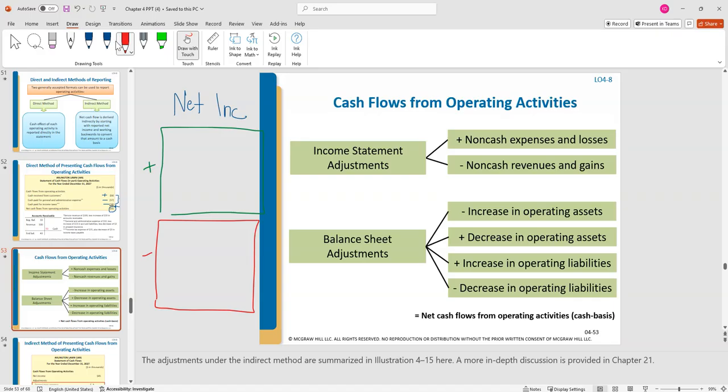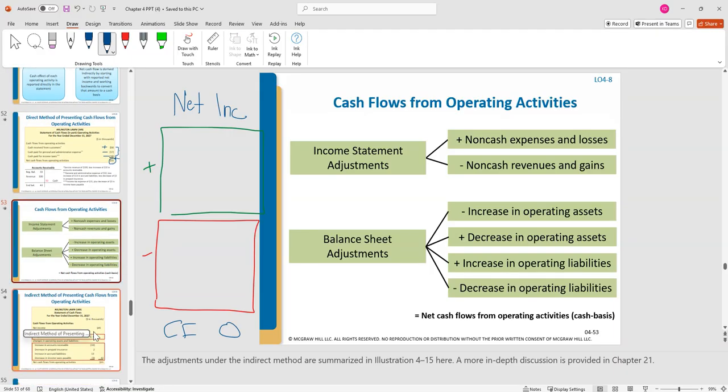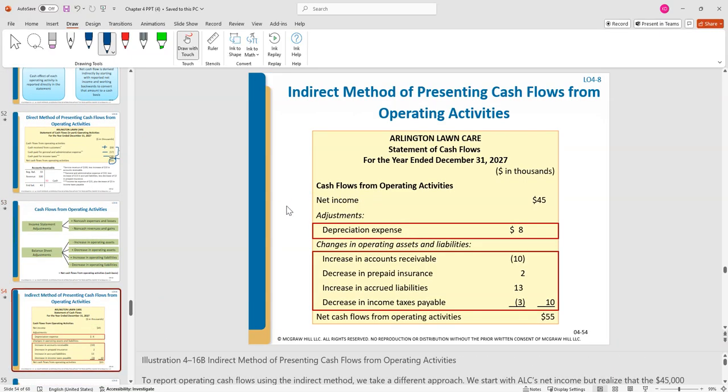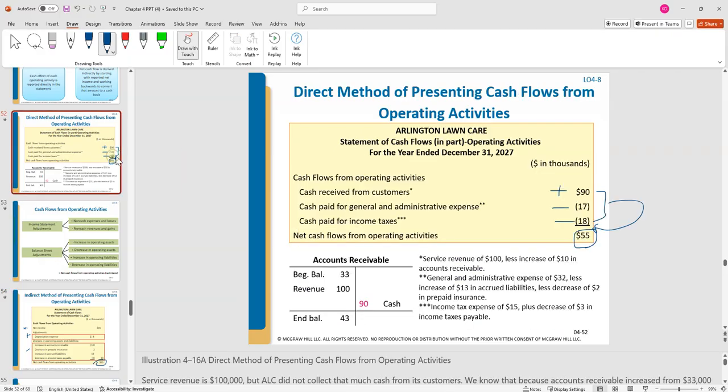And that will get us to our cash flows for our operating section. So here we start with our net income. This is an example of an indirect method. We add some things, we subtract some things, and it's going to get us to 55, in the same way that the direct method got us to 55.